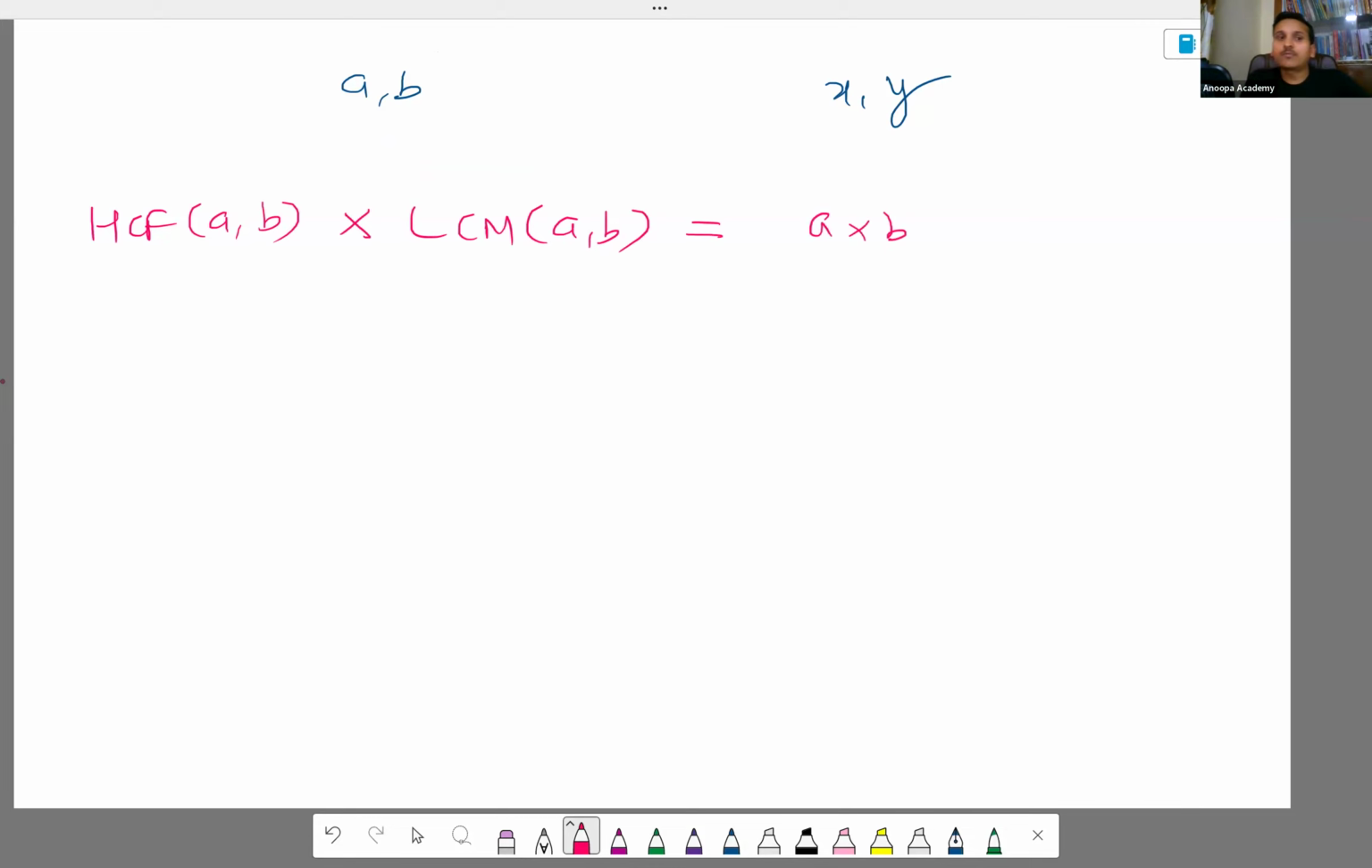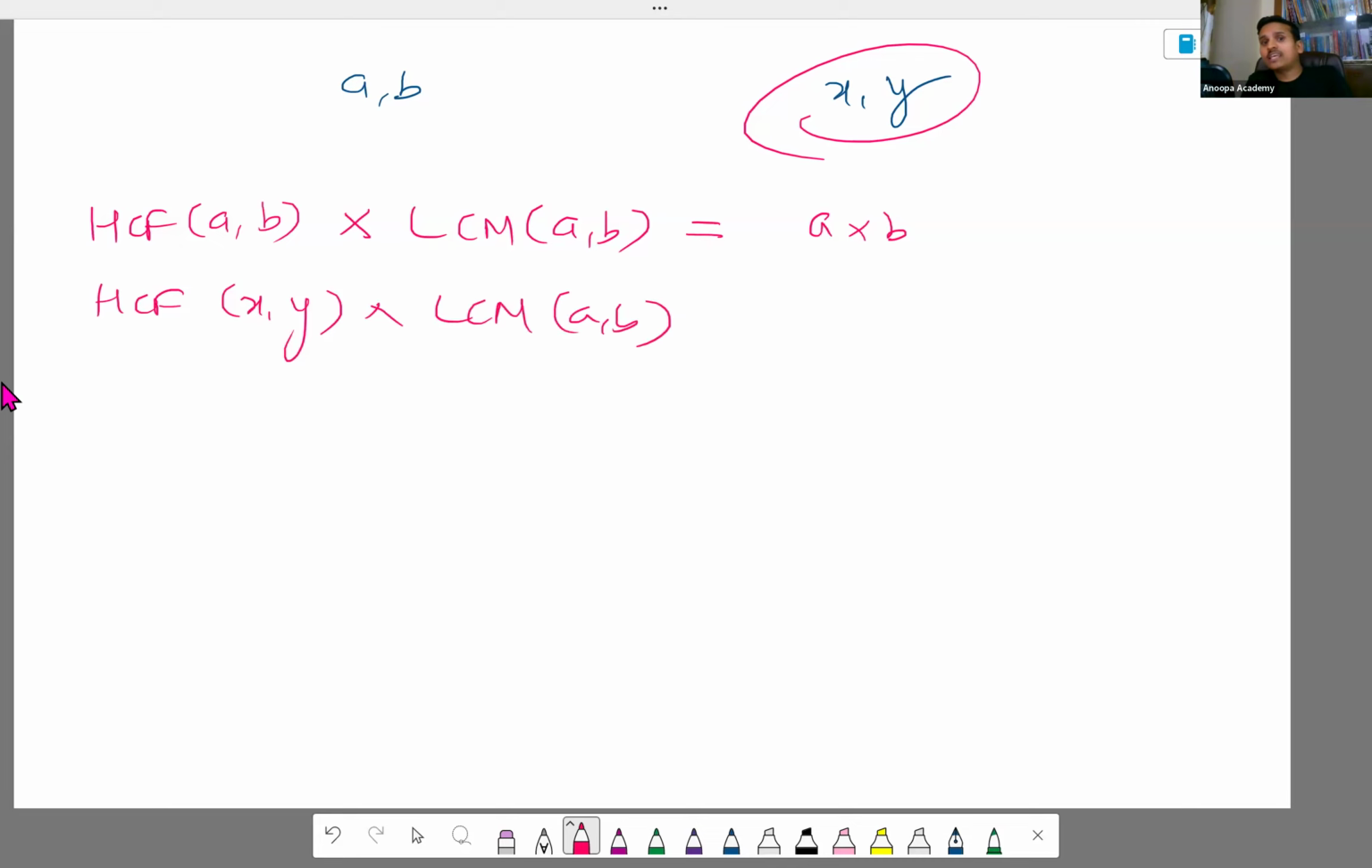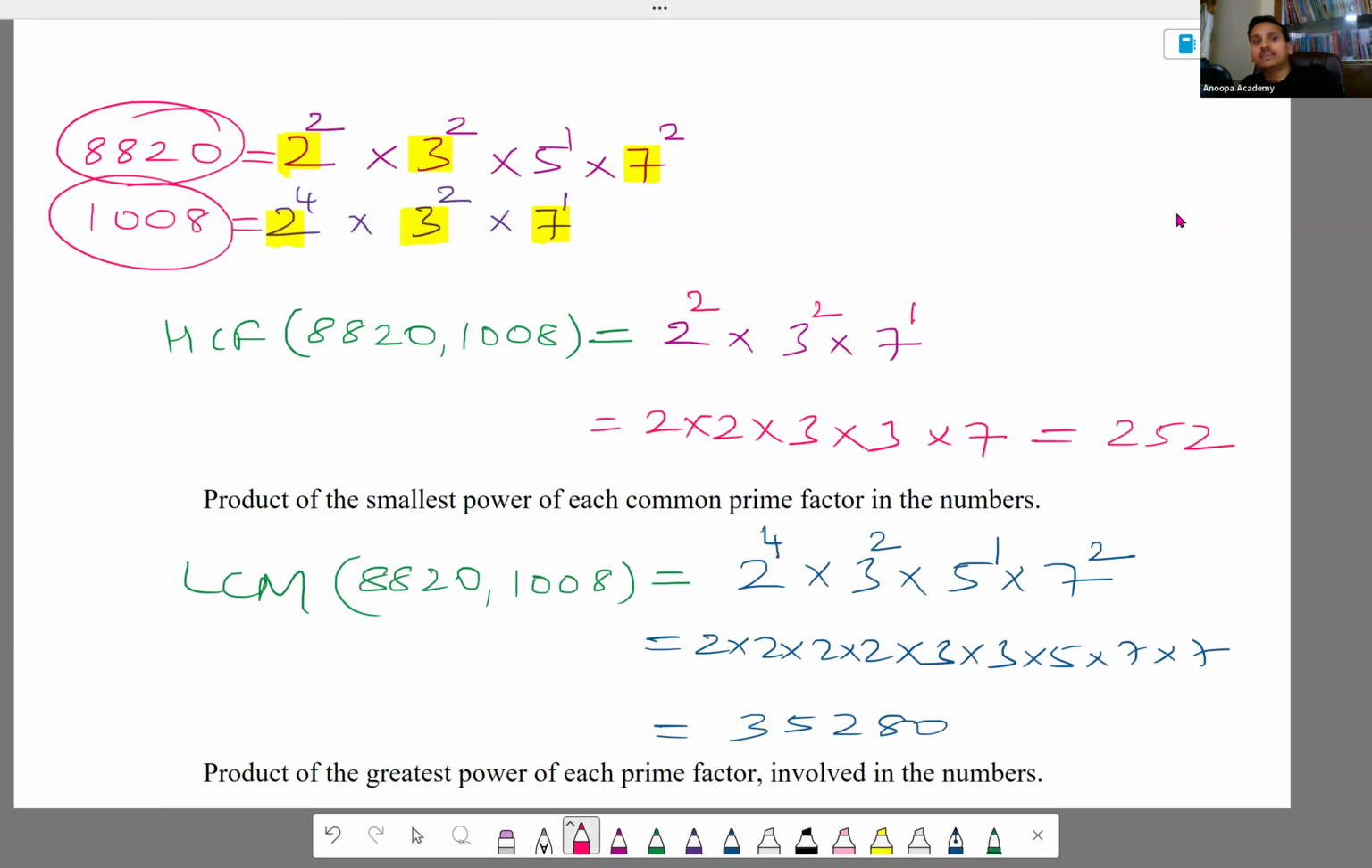Suppose you take X and Y as the numbers. HCF of two numbers X comma Y into the LCM of the same two numbers, don't take A comma B here, the numbers have to be the same, X comma Y only, will be equal to the product of the numbers. Are you all getting or not getting? Yes or no? So now, if you look here, I have taken two numbers as this and this, right? Maybe I'll shorten this. I'll take a pic of this.